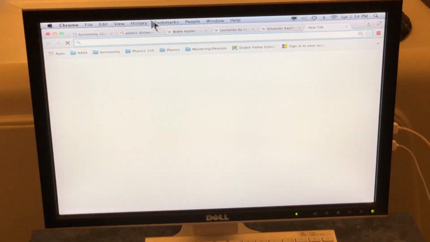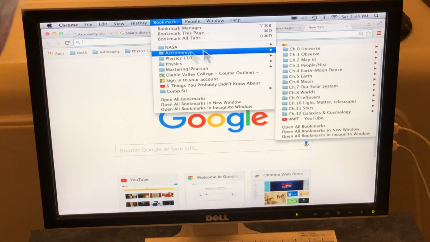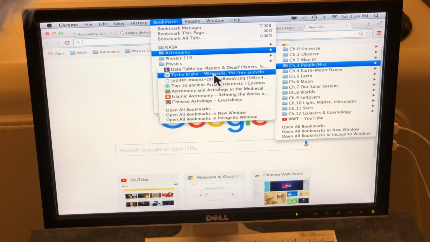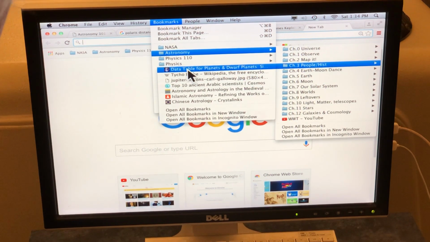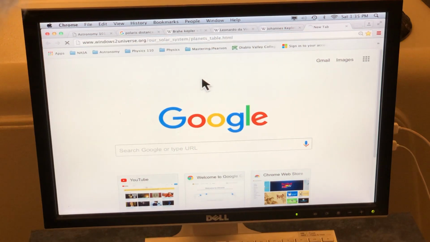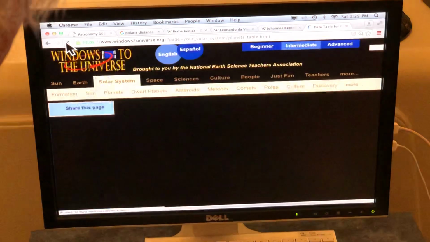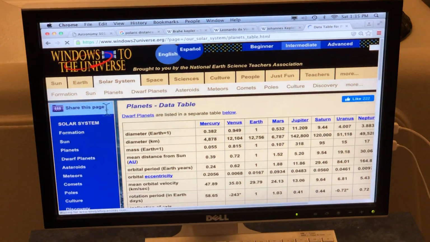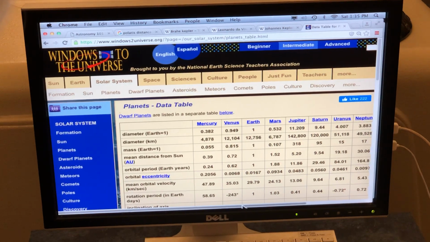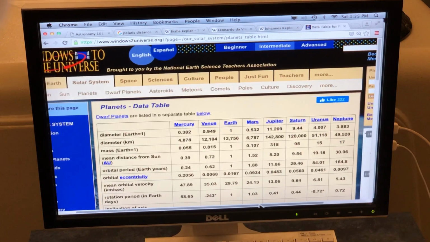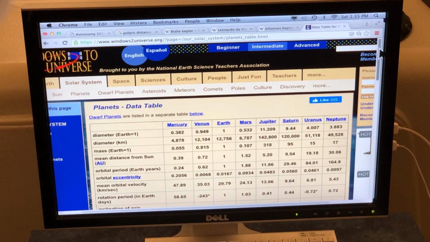Nonetheless, let's go over here. I want to find, I happened to have bookmarked it. What chapter are we? 3. What do I want? Data table for planets. There are a variety of ones. There it is. Okay. This one's nicely laid out, so I'm going to do this. Okay. Check out those planets.